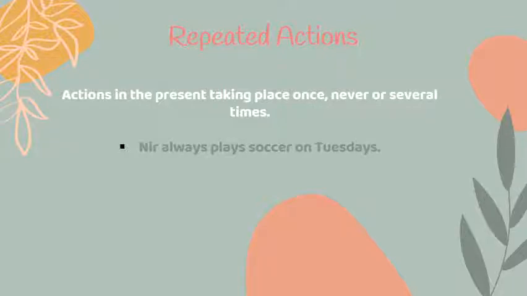Example: Ner always plays soccer on Tuesdays. Always on Tuesdays. If you notice here, we're mentioning on Tuesdays. We mean that every Tuesday he plays soccer. Ner plays football regularly. By regularly, we mean there is a certain time in the present that he always plays football, like every Tuesday, every Monday, every weekend, for example. So these are the repeated actions, or as we can call them habitual actions, because these actions become habits.